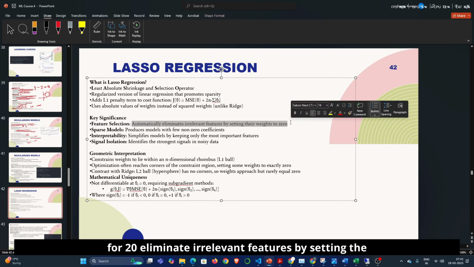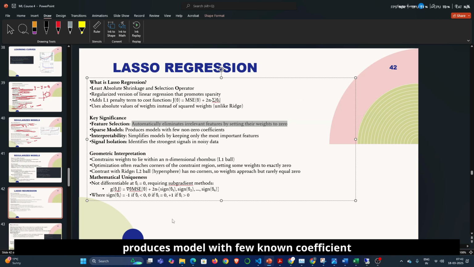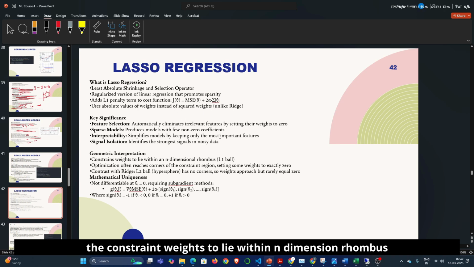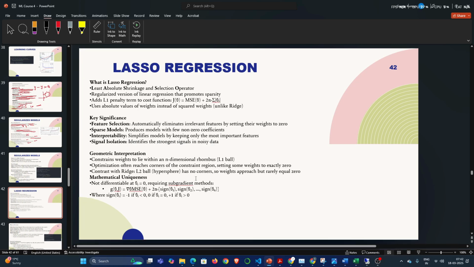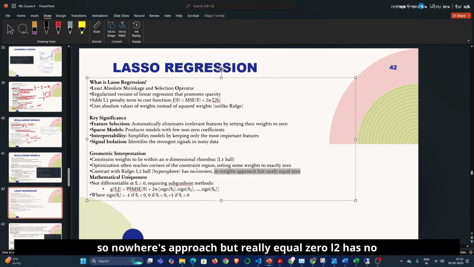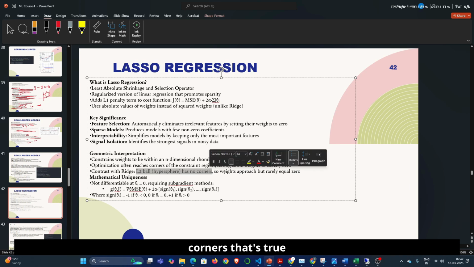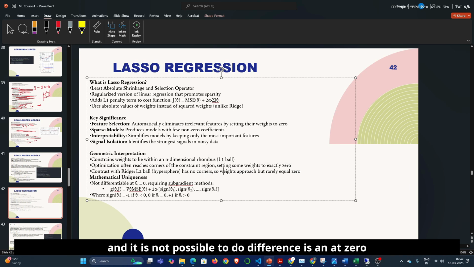It automatically eliminates irrelevant features by setting the weights to 0. It produces a model with few nonzero coefficients. The constraint makes weights lie within an n-dimensional rhombus. The optimization reaches a corner of the constraint region, setting some weights to exactly 0. So with Ridge, weights approach zero but rarely equal 0. L2 has no corners, that's true. And it is not possible to do differentiation at 0.